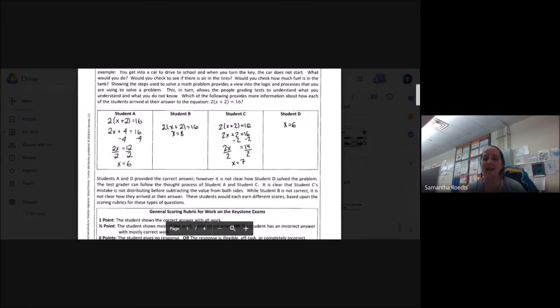Students A and D provided the correct answer. However, it's not clear how student D solved the problem. The test grader can follow the thought process of student A and student C. It is clear that student C's mistake is distributing before subtracting the value from both sides, while student B is just not correct. It's not clear how they arrived at their answer. These students would each earn different scores based upon the scoring rubrics for these types of questions.